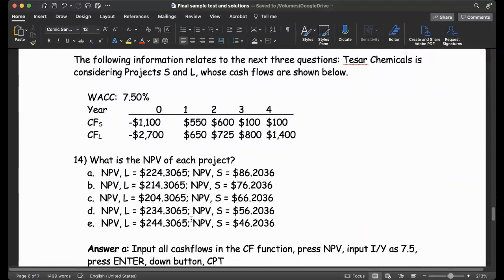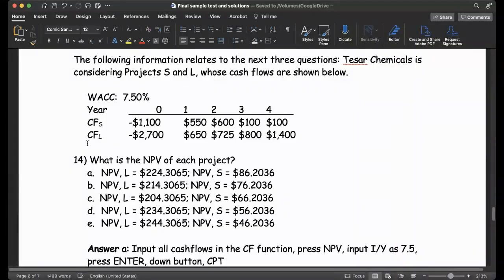The following information relates to the next three questions. Tazzer Chemicals is considering projects S and L whose cash flows are shown as below. So our WACC is 7.5%. We have two projects here. The first project has a cash flow S. Today we need to pay 1100 as our initial cost, negative sign. And then in the next 4 years, our cash inflow will be 550, 600, 100, 100.